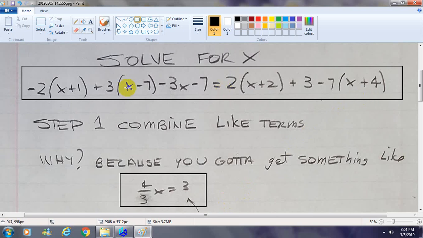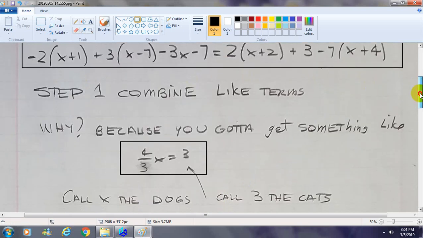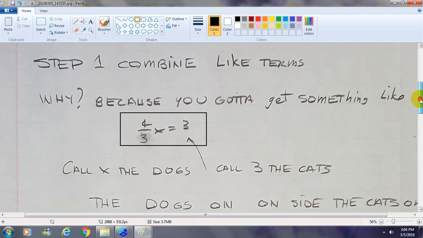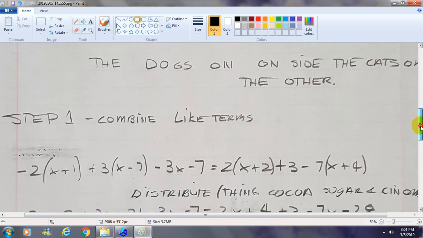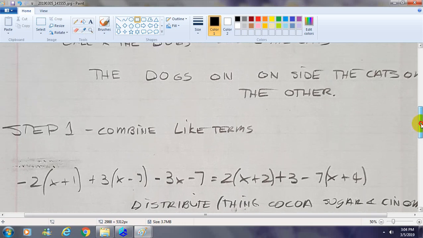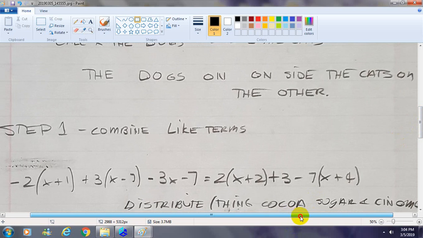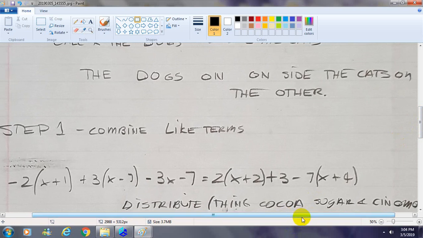So what's the first thing you do? You have to combine like terms. But before you combine like terms, you have to distribute. You have to get rid of those parentheses. So this is the skill of distributing. Now remember, the skill of distributing.